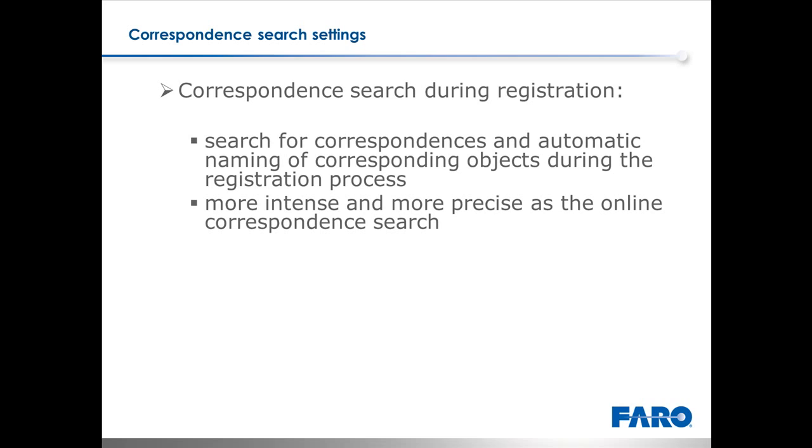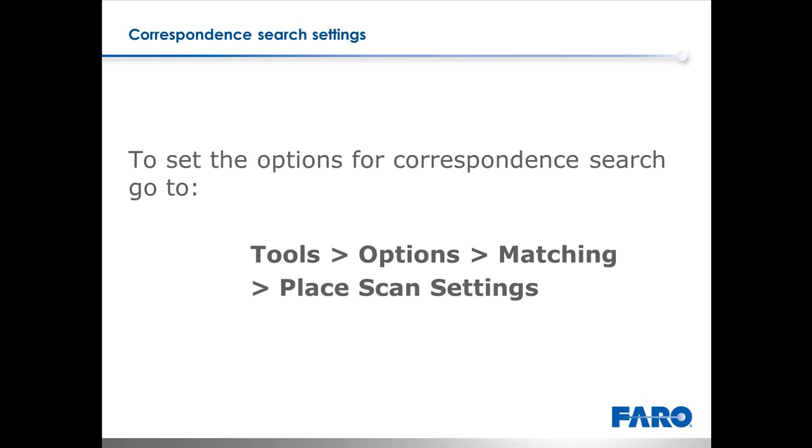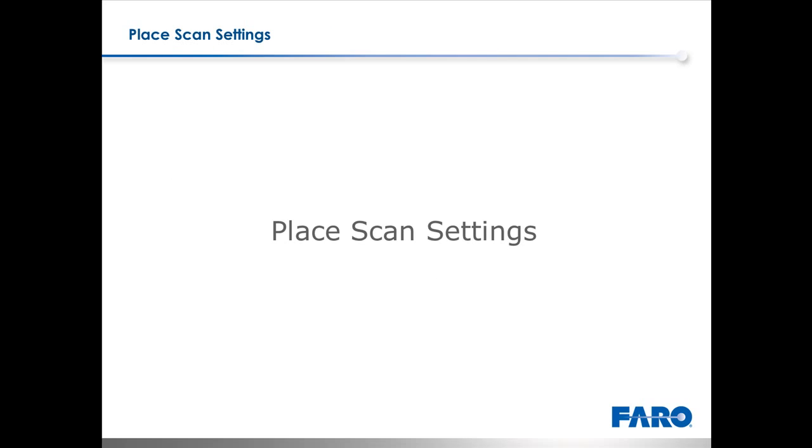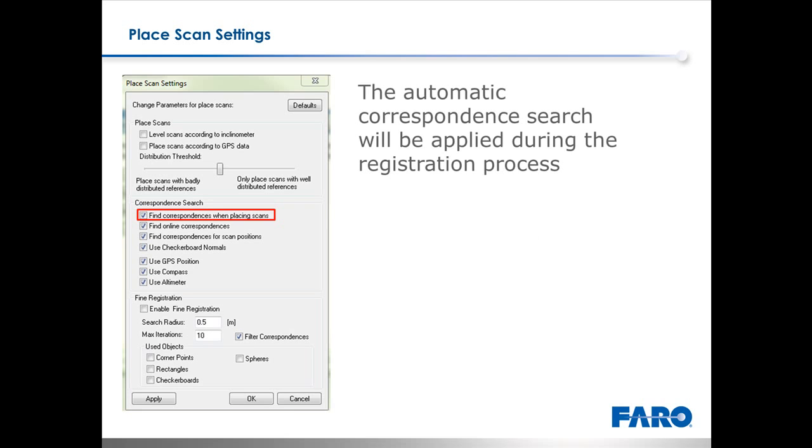Correspondence search during registration. Search for correspondences and automatic naming of corresponding objects during the registration process. More intense and more precise than the online correspondence search. To set the options for correspondence search, go to Tools, Options, Matching, Place Scan Settings. The automatic correspondence search will be applied during the registration process.